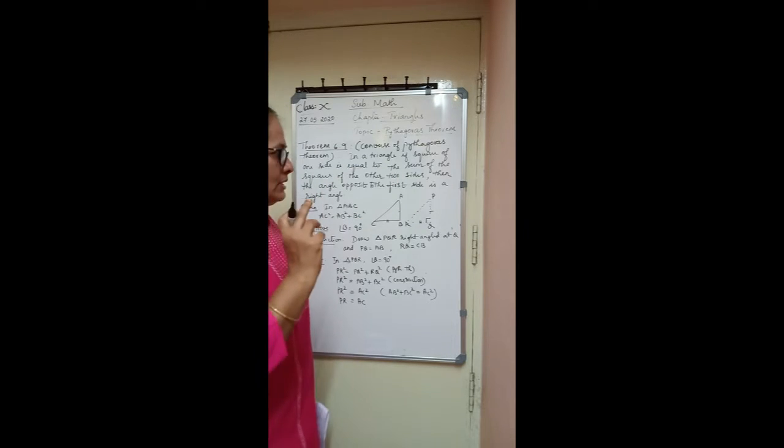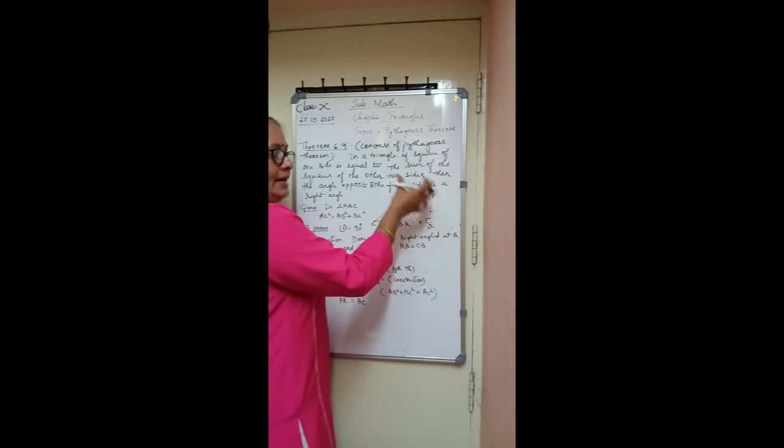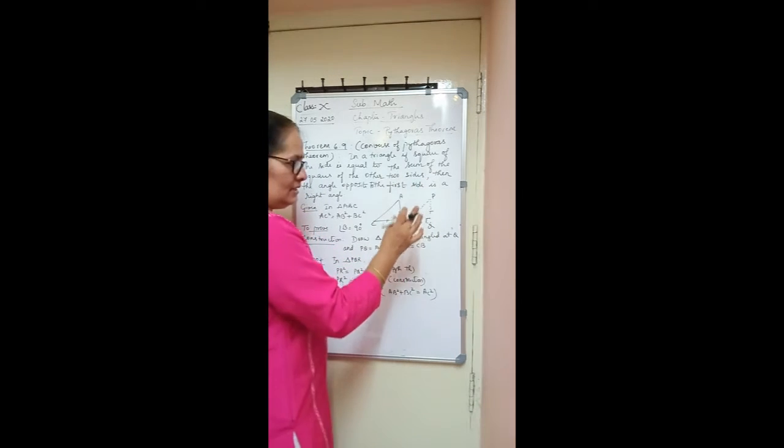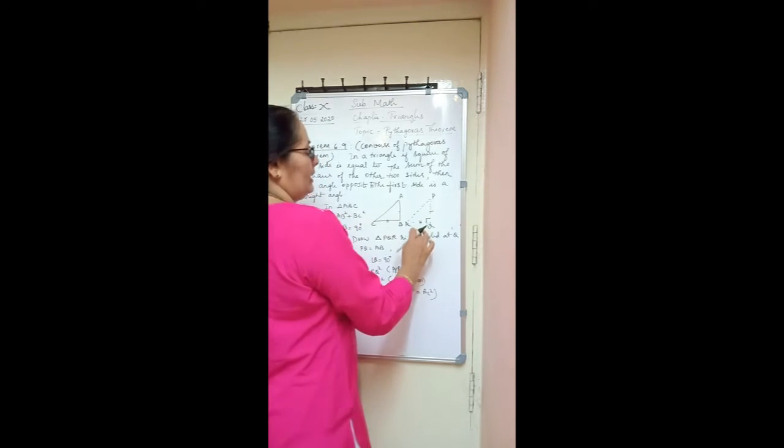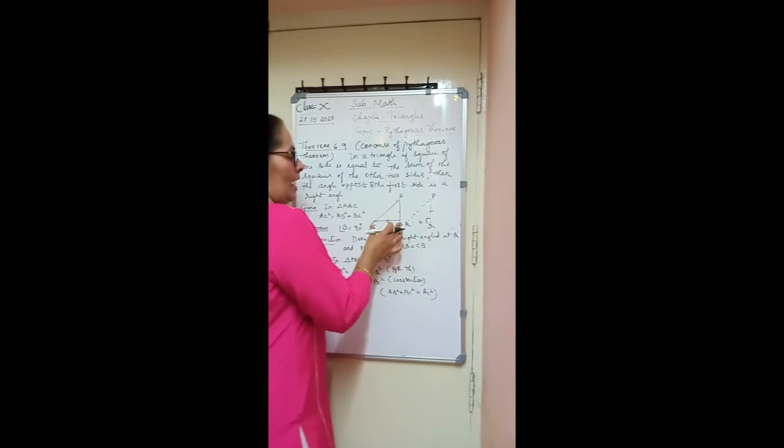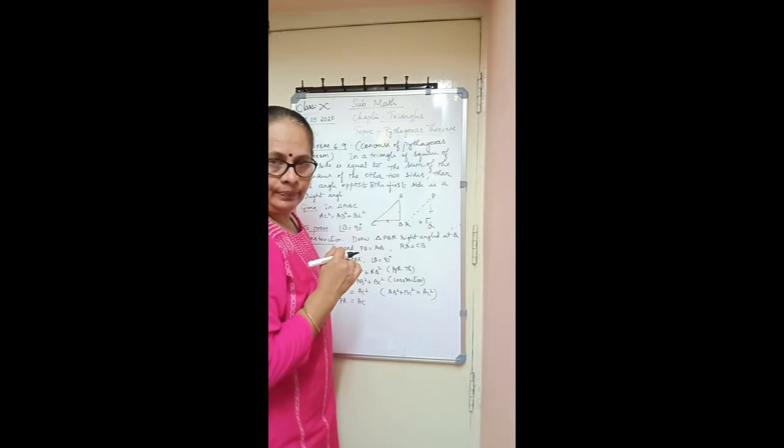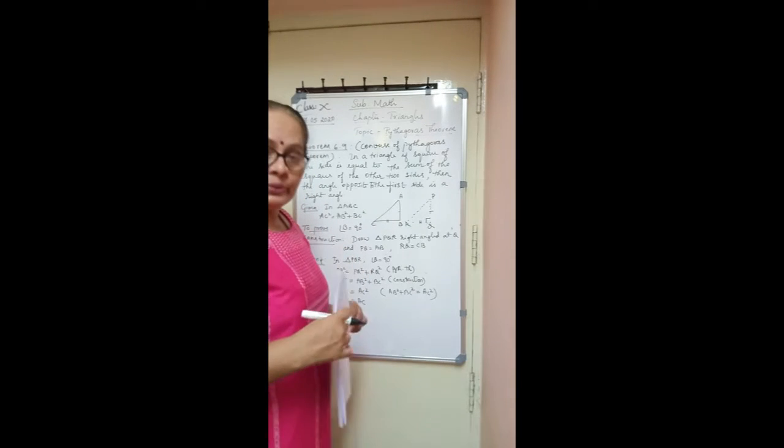In the previous case, in Pythagoras theorem, you proved that in a right angle triangle, the hypotenuse square equals the sum of the squares of the other two sides. But here in the converse theorem, if the hypotenuse square equals the sum of the squares of the other two sides, then you have to prove that it is a right angle triangle. To prove this, you have to construct a triangle in which angle Q is 90 degrees and AB equals PQ and BC equals RQ. So you have to construct two triangles.